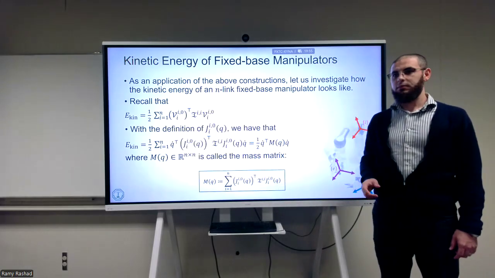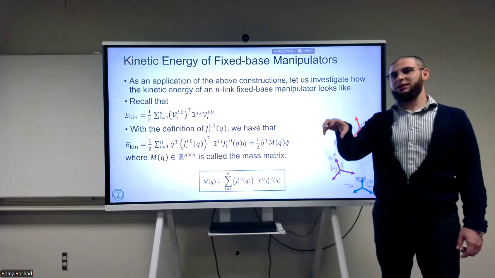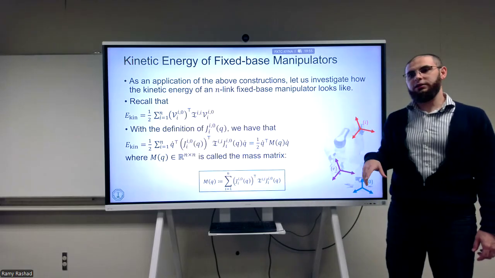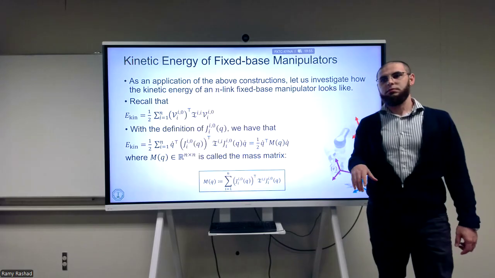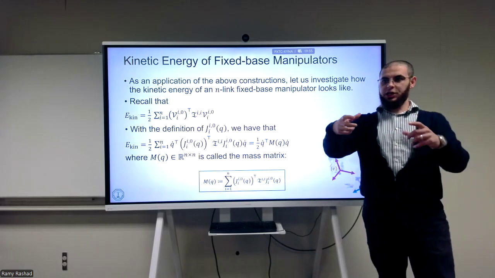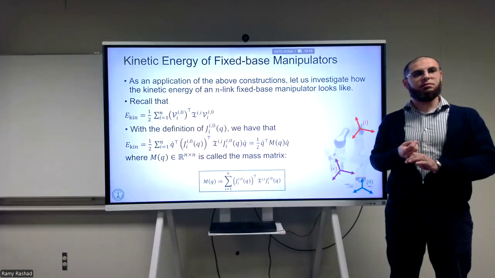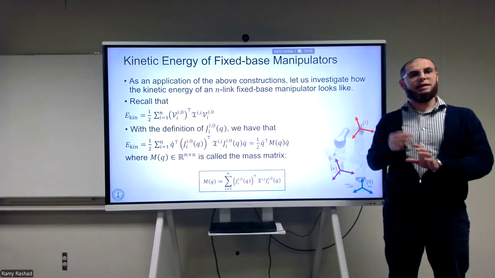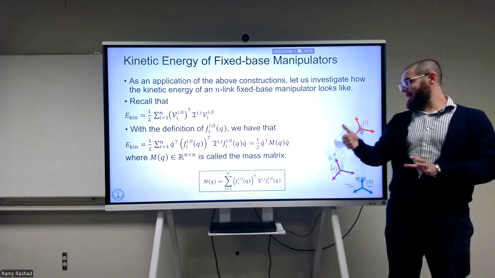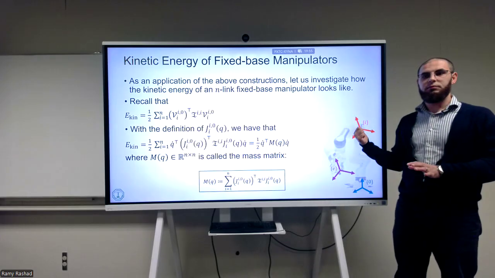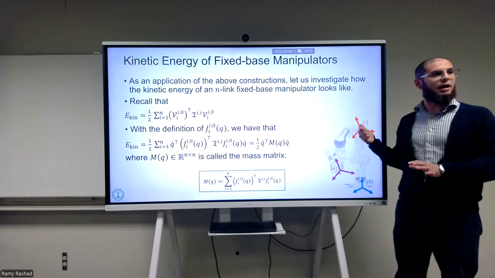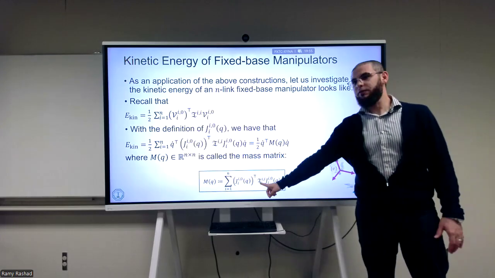Yes, the generalized inertia. What kind of numbers will you find inside? The moment of inertia of the ith body. What else? The mass of the ith body. The location of the center of mass in the ith frame. That's the piece of information that you find here.